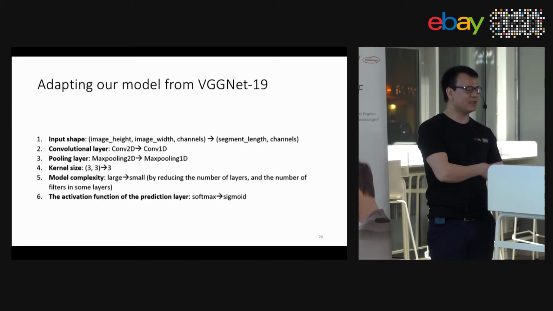And for model complexity, because our data is not as complex as those challenging image data, we reduce the complexity of the model by reducing the number of layers and the number of filters in each layer. And the last thing is that we choose sigmoid as the nonlinear function of the last layer of the model instead of softmax. I will also introduce why we did this later. This is just an overview, so do not worry if you do not understand.